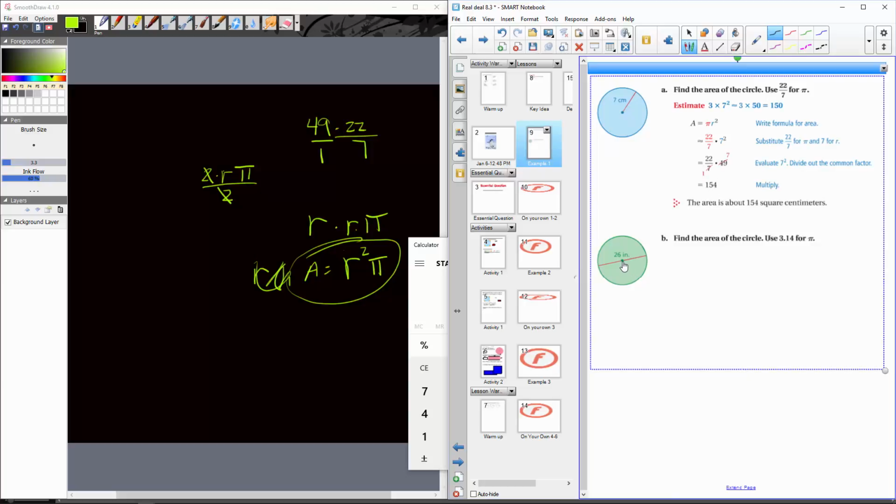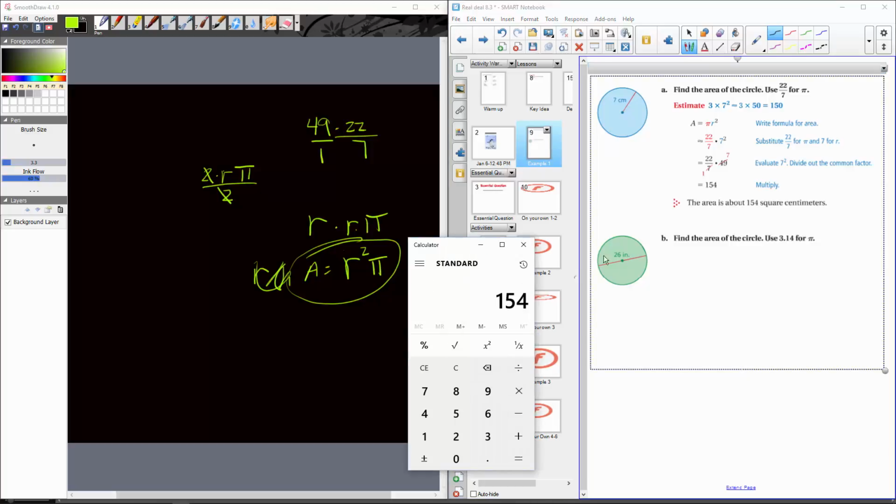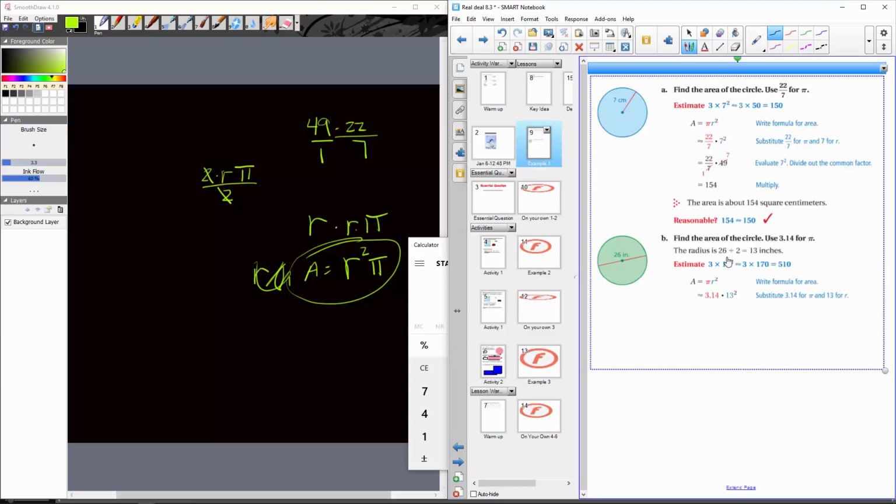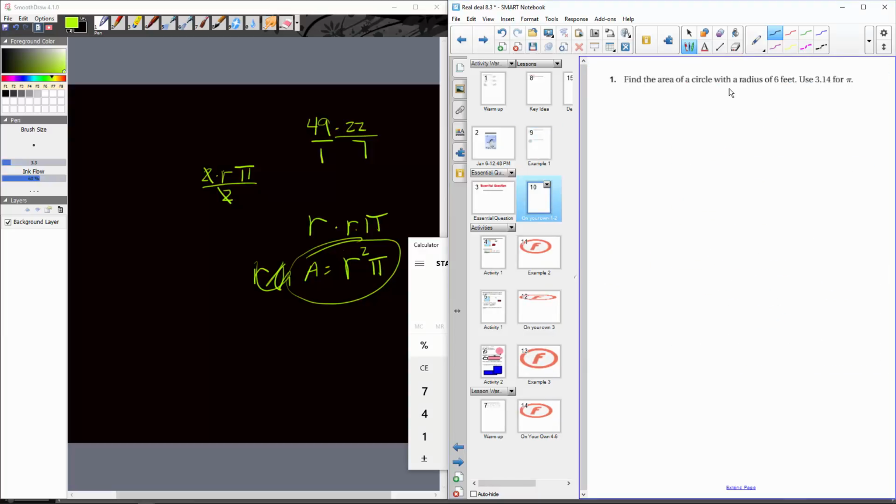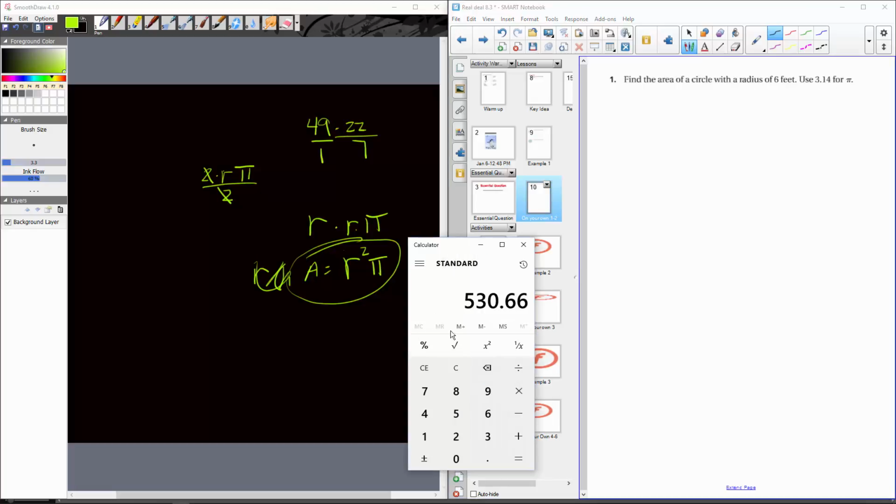For this one, I have to take this and divide it by 2, right? Because I want the radius. So it's 13 times 13. And then I'm going to multiply that by 3.14. So times 3.14. And I get 530.66. And there's the answer. This one here says radius is 6 feet, so it'd be 6 times 6 times 3.14. So 36 times 3.14. And I get that 113.